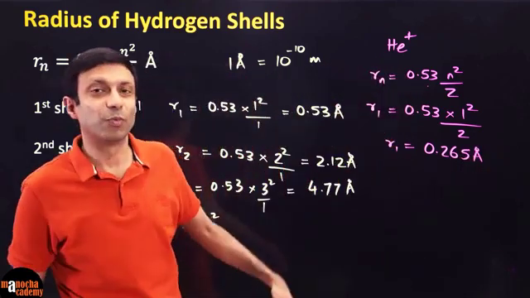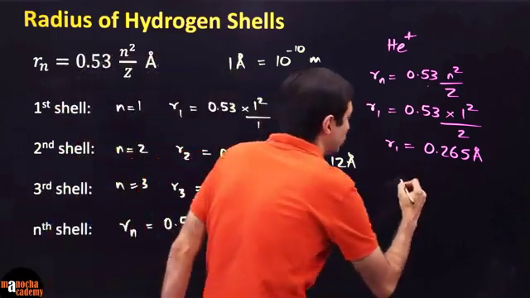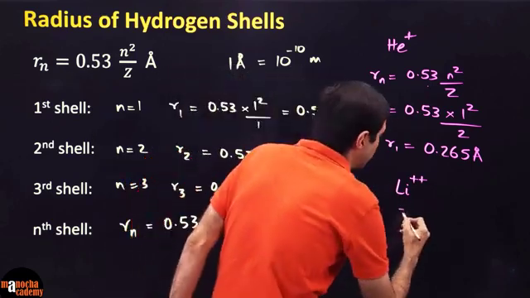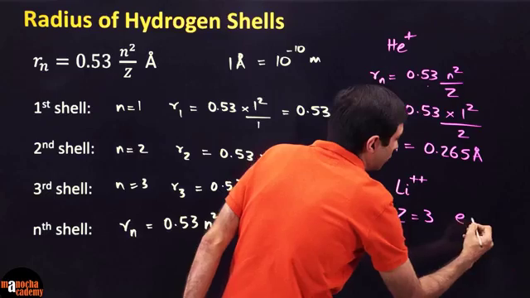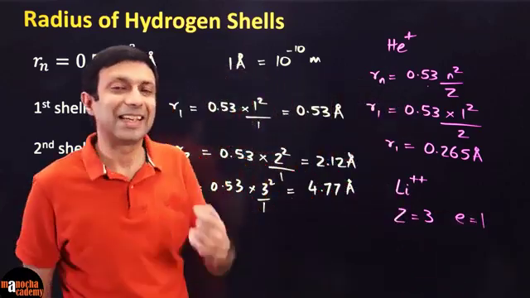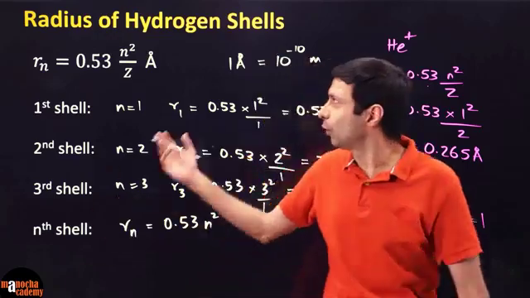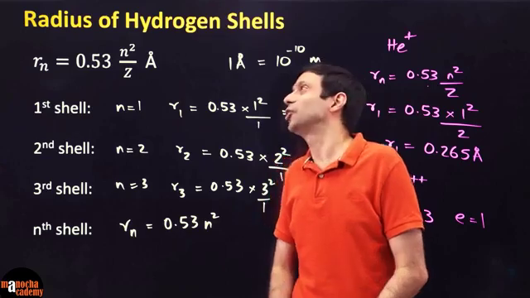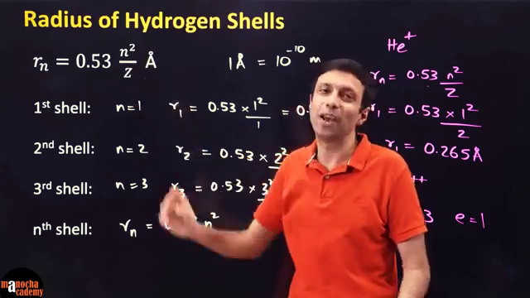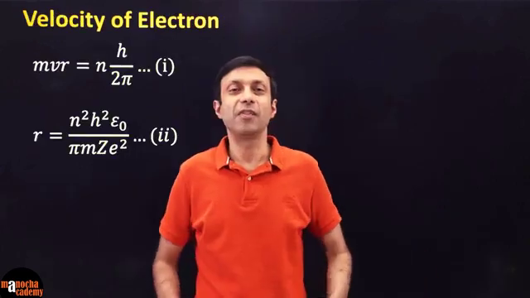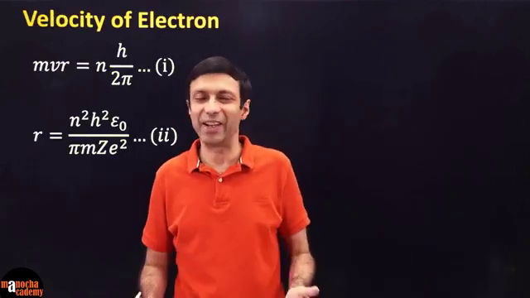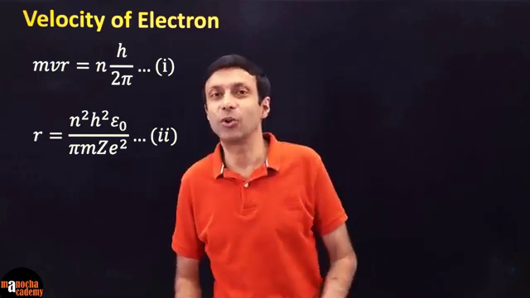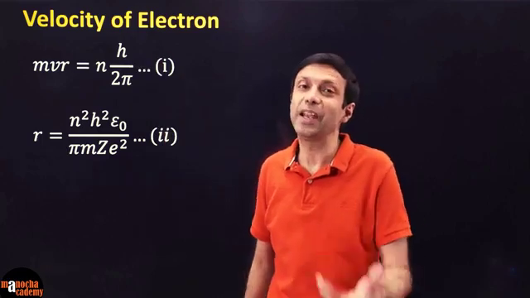So see, you can use Bohr's model for He plus, or you can also use it for lithium plus plus, because once again, you substitute Z equal to 3, but the number of electrons is 1. So it is valid for these single electron species. This is a very useful formula where we can work out the radius of the electron shell, and this is the shortcut trick: 0.53 n square by Z angstrom. We have discussed how to work out the expression for calculating the radius of the electron and also the shortcut formula. Now let's look at how we can calculate the velocity, that is the speed of the electron.